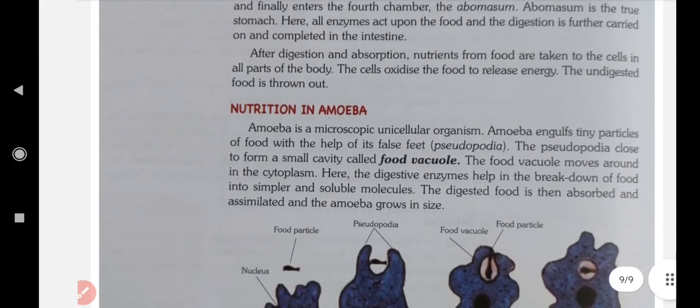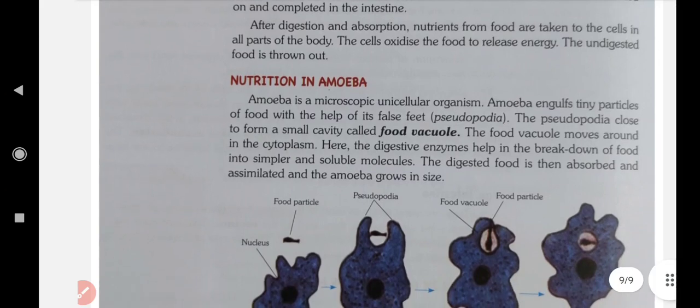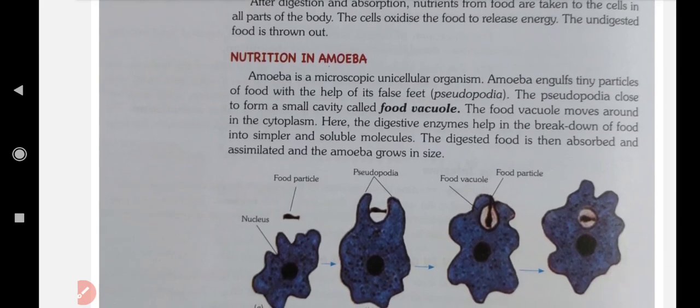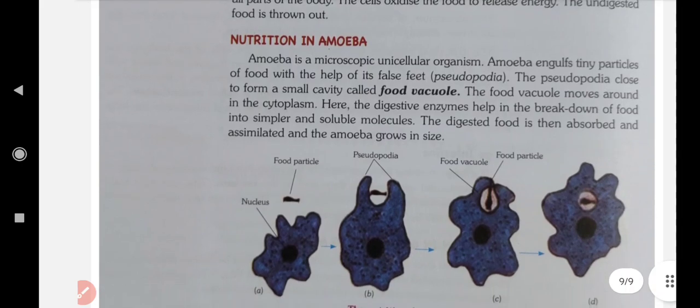Then nutrition in amoeba. Children, you know amoeba is a unicellular organism and it is microscopic also, means very small in size. Amoeba engulfs tiny particles of food with the help of its false feet. False feet means pseudopodia. Pseudo means false and podia means foot or feet. They have no digestive system.